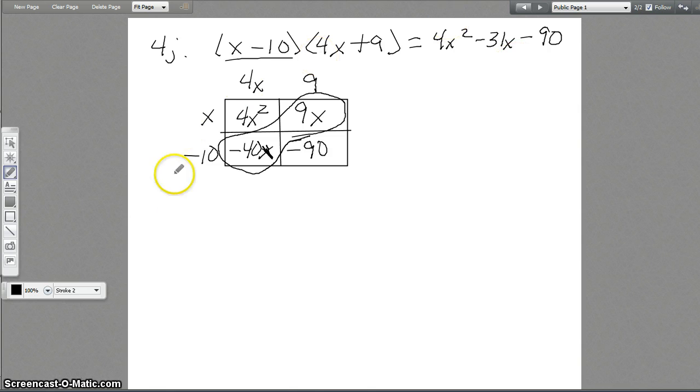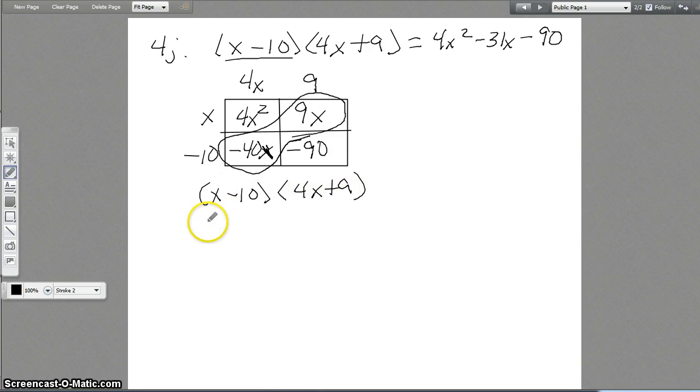Now, the other way to work this out is to write out x minus 10 times 4x plus 9. And this time I'm going to work it in an even more shortcut way. Rather than writing out that I'm multiplying x times this second parentheses and then negative 10 times this second parentheses, I'm going to just do it.